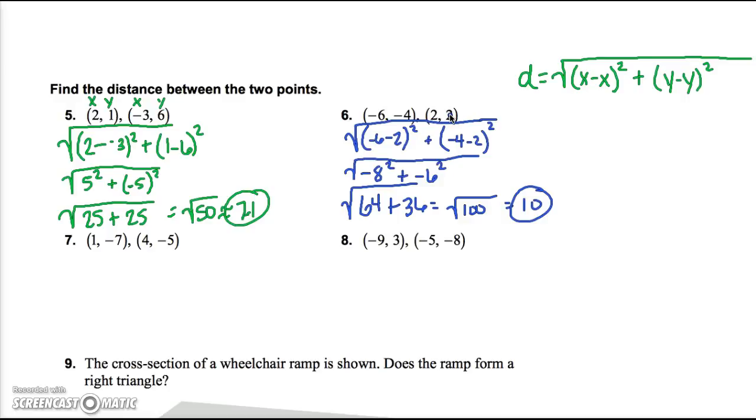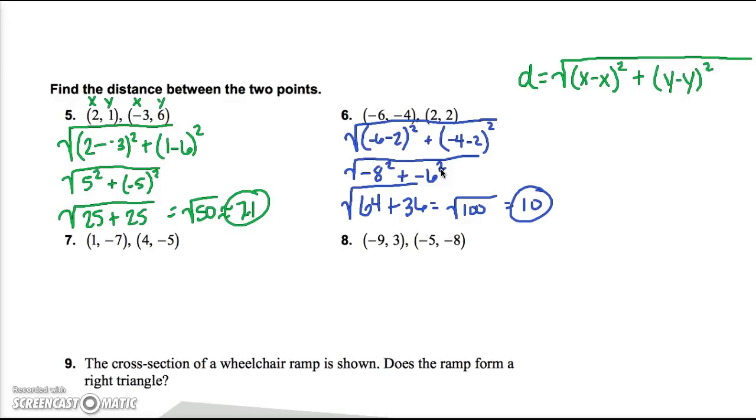A couple things before we move on to number 7. I would highly encourage you to take this one step at a time. It's very easy with all the negatives that may be thrown in there to get mixed up, trying to do more than one thing at a time. So take it one step at a time. Don't forget to square these. That's a big mistake that's made. And then in the very end, you're taking the square root of what you get.